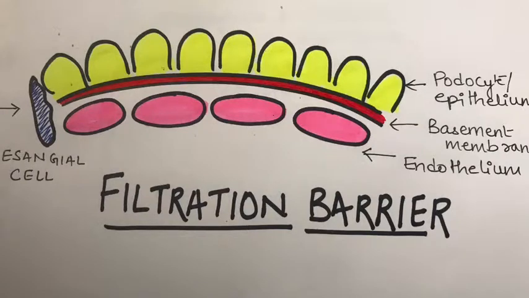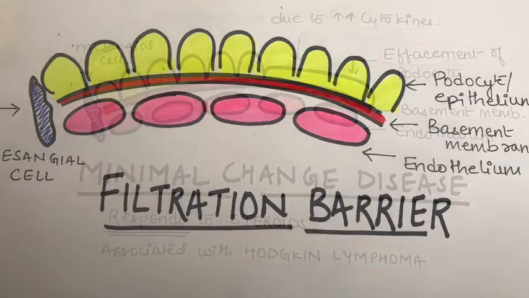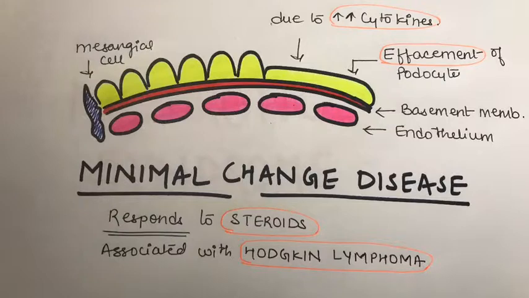So let's move on and discuss the types of nephrotic syndrome. In the first type, which is called minimal change disease, we see everything is fine except the podocytes. The podocytes are effaced. Oh, so what else? It's also associated with Hodgkin's lymphoma. Hodgkin's lymphoma causes an increased level of cytokines, and this causes effacement and inflammation.